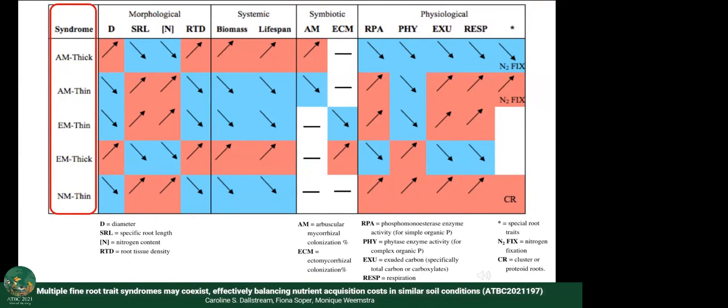Arrow direction represents the relative trait magnitudes among species in a community, and red and blue shading indicate high and low magnitudes respectively. Syndromes are primarily distinguished by symbiotic association type, root morphology, their interactions, and the implications for root functions.